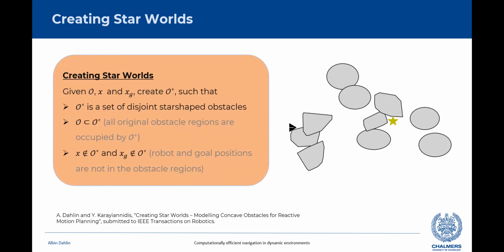If we now can find such an O star, the potential field can be applied with respect to these new obstacles, so that the robot can safely navigate to the goal, and we have the convergence guarantees, since we are operating in a star world.